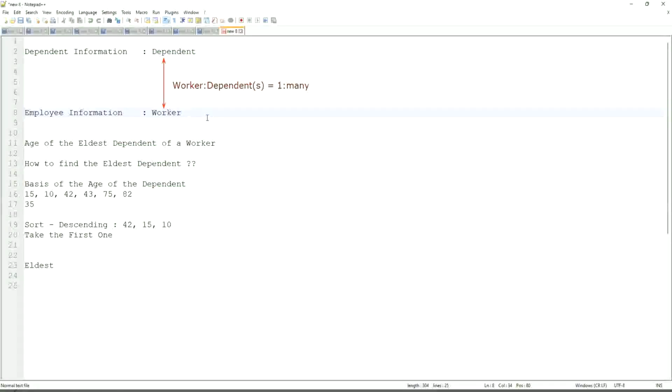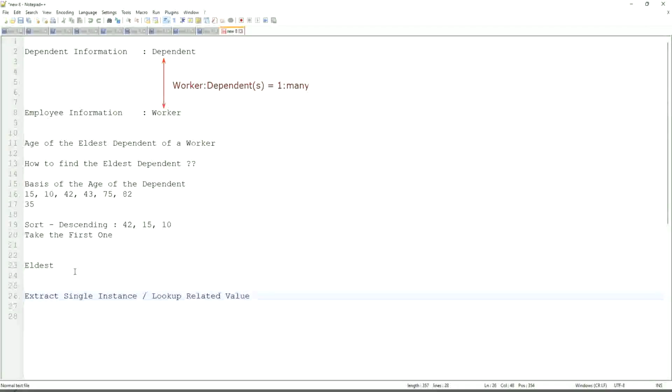But does the worker business object have the information about the dependent's age? The answer is no. That is why we are going to use a combination of calculated fields that is called extract single instance and lookup related value.